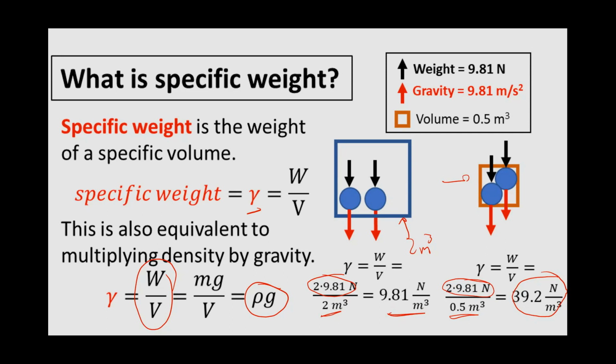If I were just to calculate the density, remember that each of these little blue balls is 1 kilogram. What I get is 2 kilograms divided by 0.5 meters cubed. And that equals 4 kilograms per meter cubed. Okay? And this one right here is 1 kilogram per meter cubed. So you can see that this is 4 times as dense, and therefore it has 4 times the specific weight.